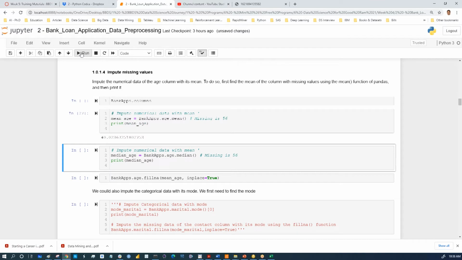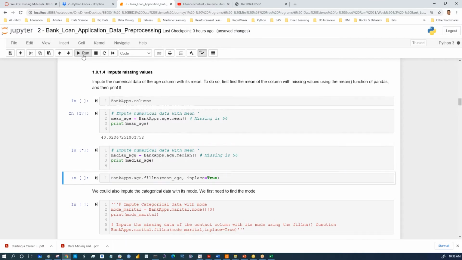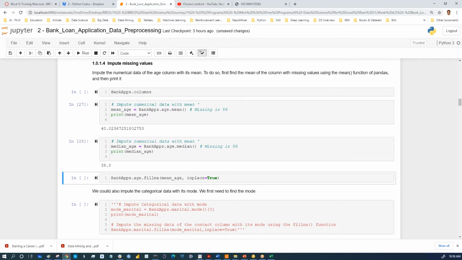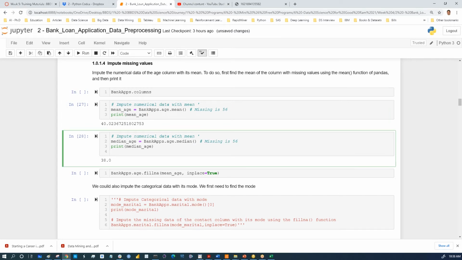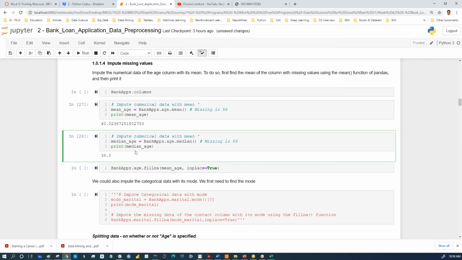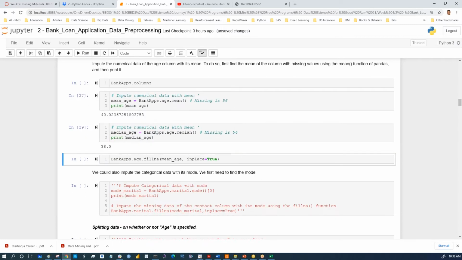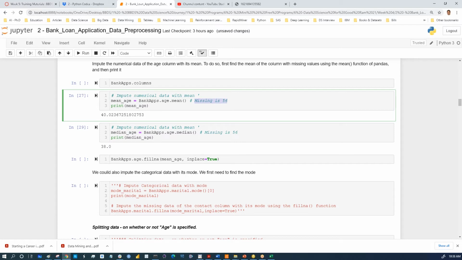Okay, so the mean is around 41, of course, and the median is around 38. So if we were to impute the missing value, which is 56, with the mean, it's going to be 40. Otherwise, it's going to be 38.